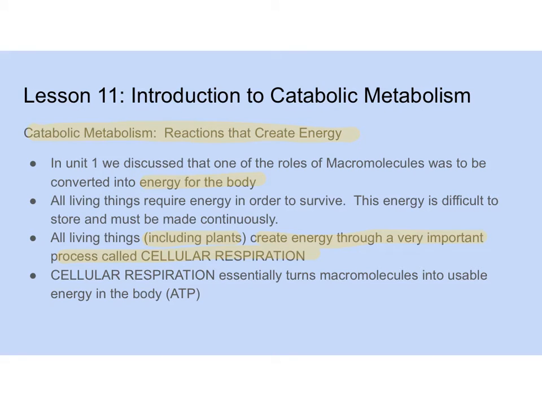Cellular respiration essentially turns macromolecules into usable energy for the body, and that usable energy is called ATP. We encountered it when we talked about secondary active transport. That's the energy that we can use. When we say food, food is stored energy, but it's not usable energy. The usable energy inside our body is called ATP. Food can be converted to ATP.